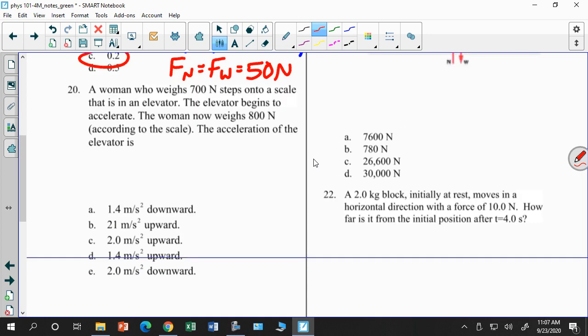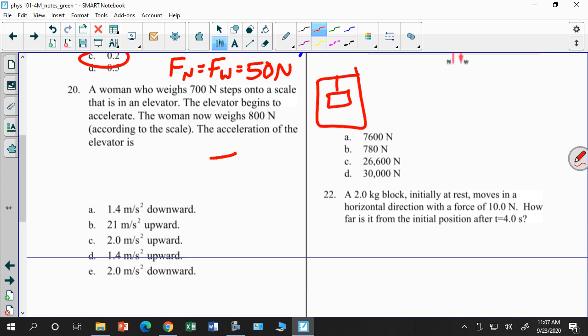Oh, we did one like number 20 in class, but as I told you in class, you're going to have an elevator problem like this. It might not be an elevator, but something that's accelerating up or down. This was a little bit different because I asked you for the acceleration, not for the force. Like before, we did a problem where I had a weight on a rope and I asked you for the tension. But this one's a little bit different because I'm asking here for the acceleration.